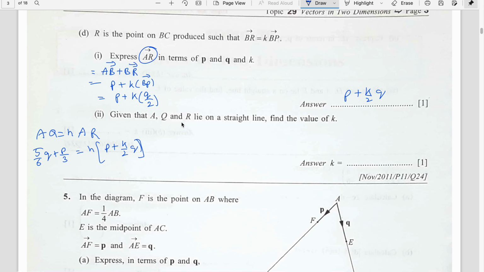Now all you have to do is compare the coefficients. On the left hand side the coefficient of P is 1 by 3, on the right hand side it is H. So H is equal to 1 by 3. For Q, on the left hand side it is 5 by 6 and on the right hand side it is HK by 2. So 2 1 times, 2 3 times, and H is already 1 by 3. When you substitute, this is 1 by 3 K. K is equal to 5.